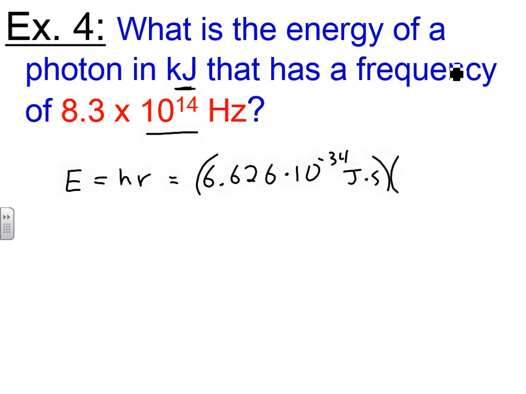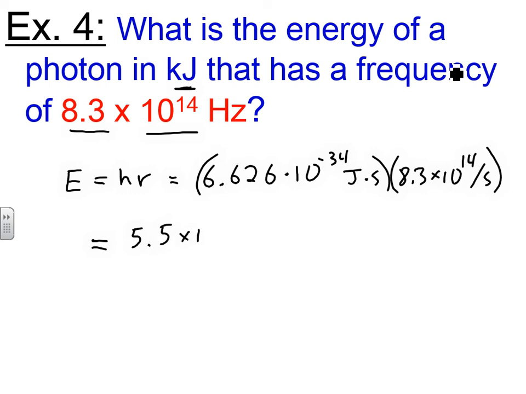So 8.3 times 10 to the 14th hertz. And what I'll do is I'll put it as per second, because hertz are per second. And you simply end up multiplying those two numbers. So we got 6.626 times 10 to the negative 34th times 8.3 times 10 to the 14th. And what you'll get is the energy of 5.499, and with 2 sig figs, let's do 5.5 times 10 to the negative 19.